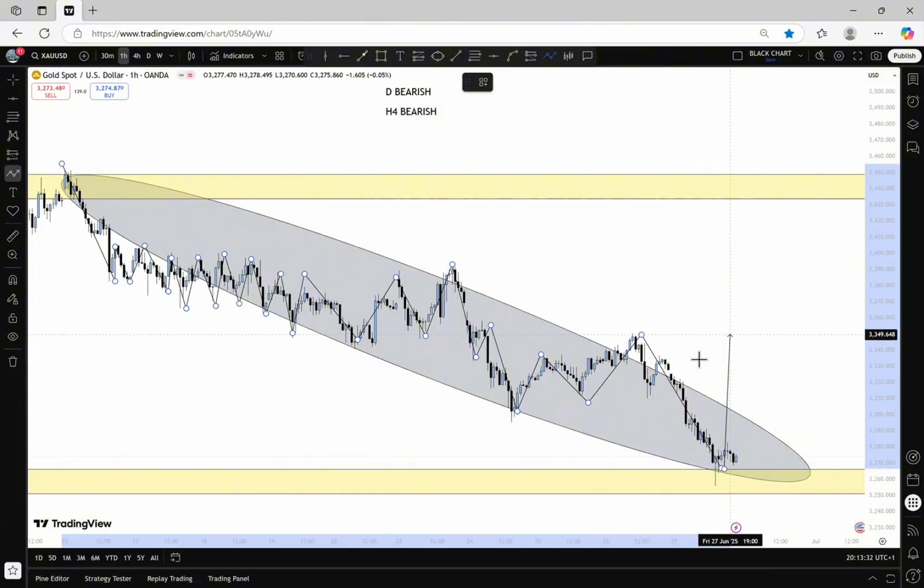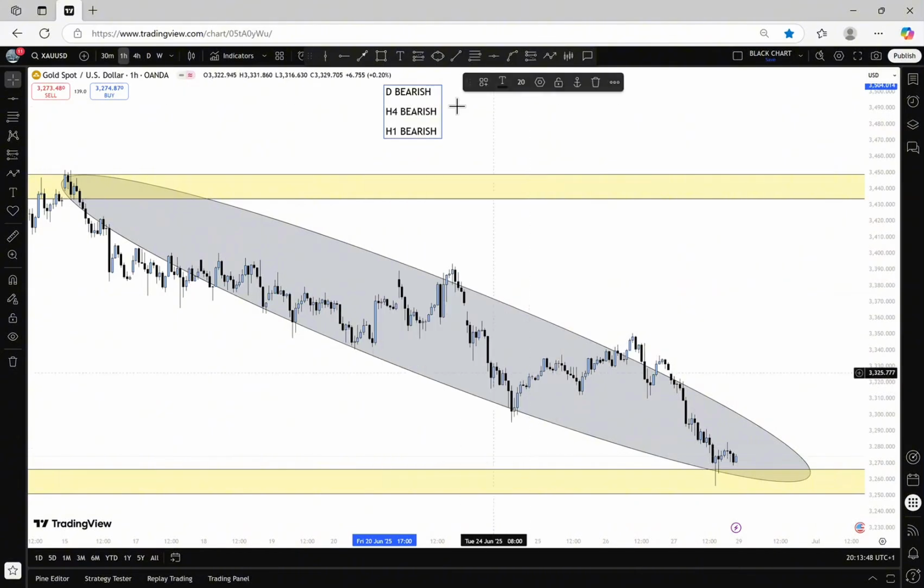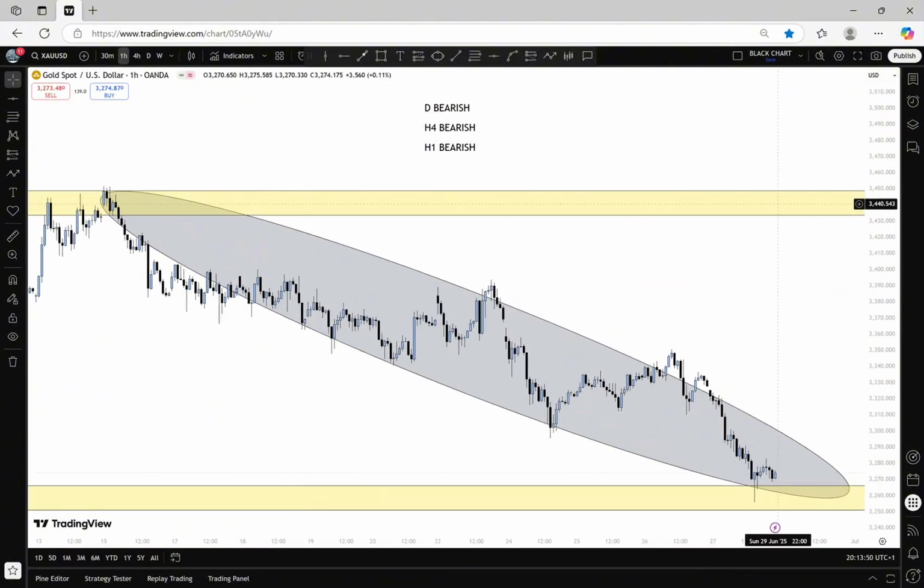You understand? So now the daily is bearish, right? That is the biggest confirmation for you as a trader. H4 is bearish, and right now H1 is also bearish, guys. If you start trading with this trend, with this type of trend confirmation, price will never go against you.